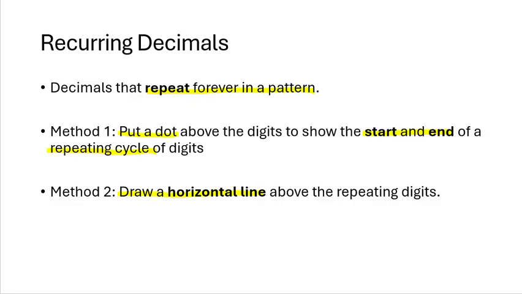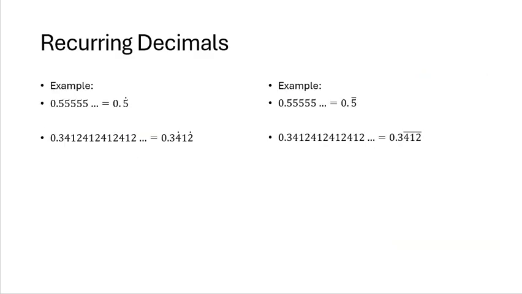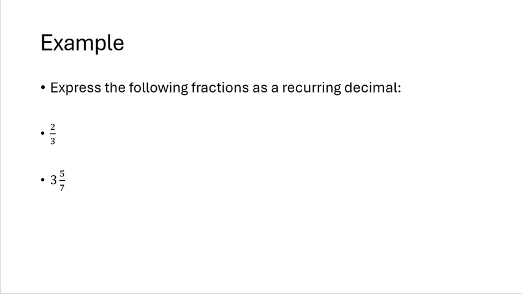Now, my advice is dot for one number, line for 2 or more repeating numbers. This is my general advice, okay? So in my example here, I got all of this laid out. You can just copy it, read it, you'll get it, okay? And then sometimes you just have to do it yourself once you're doing all this division stuff, okay?